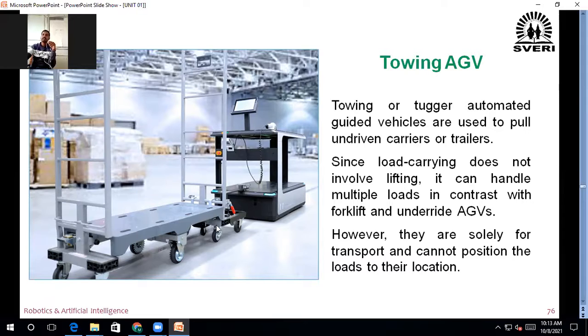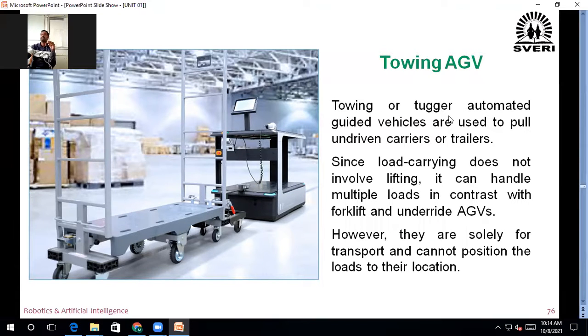Similarly, in towing AGVs also it is doing the same thing. Okay, to move that cart or the load, we can hold it to the vehicle, the automatic guided vehicle, the towing automatic guided vehicle, to carry that load. Okay, that only I have written.